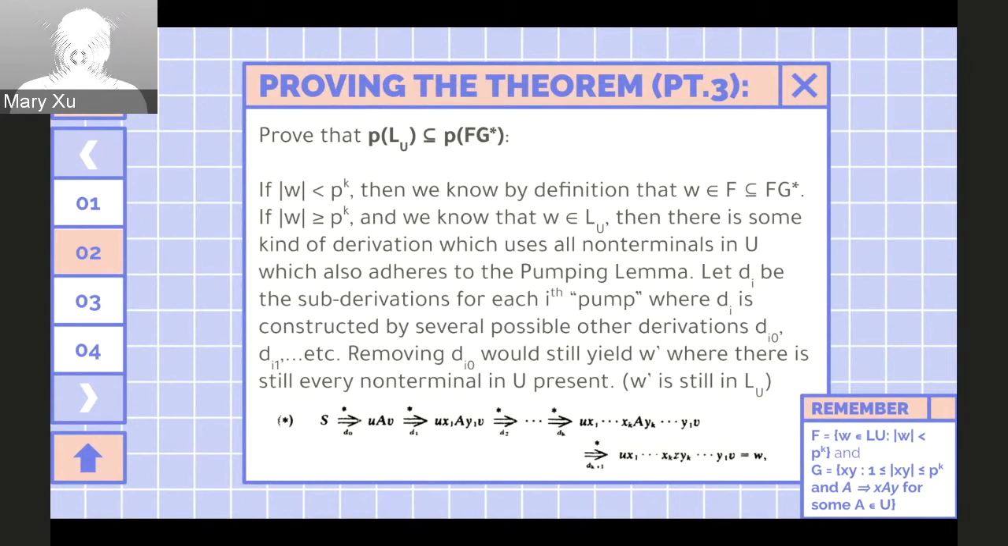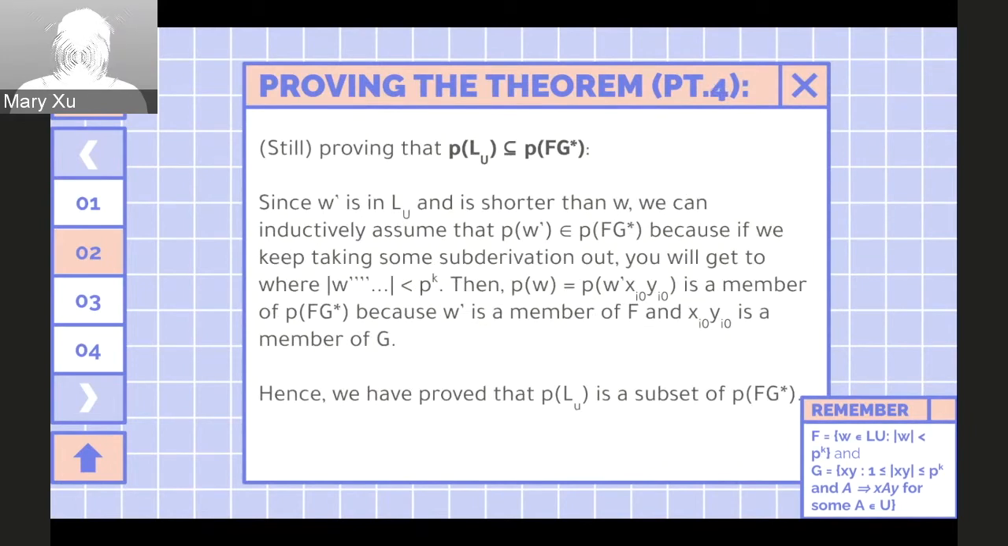So first, if you have a string W, which is a member of L sub U, and W's length is longer than the pumping length, then you can delete a step in a derivation to make W prime, where W prime is still in L sub U. If you keep taking steps off the derivation, then eventually you get some W prime whose length is less than the pumping length. So we can inductively assume that W prime is shorter than W. Therefore, P of W equals P of W prime xy, where xy is a member of G and W prime is a member of F. So with this, we've proven that P of L sub U is a subset of P of FG star.